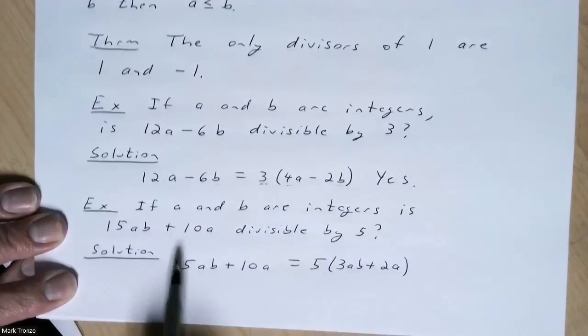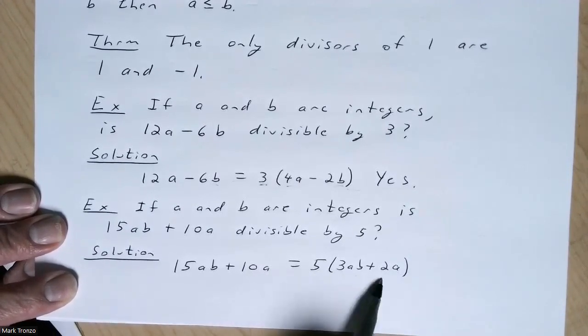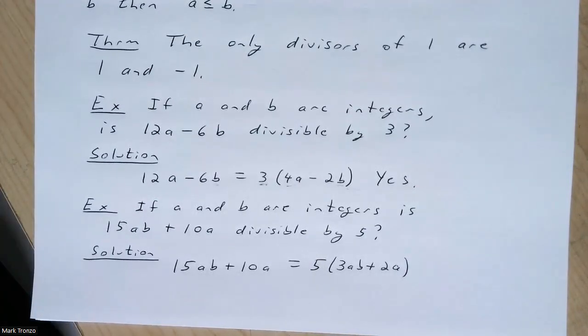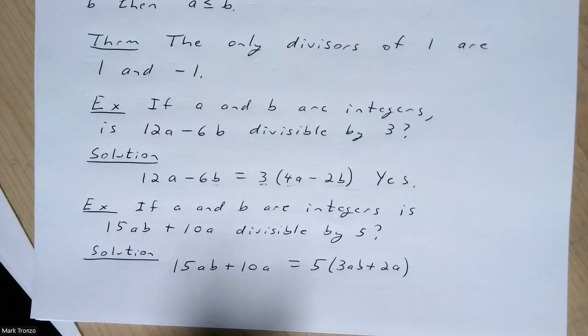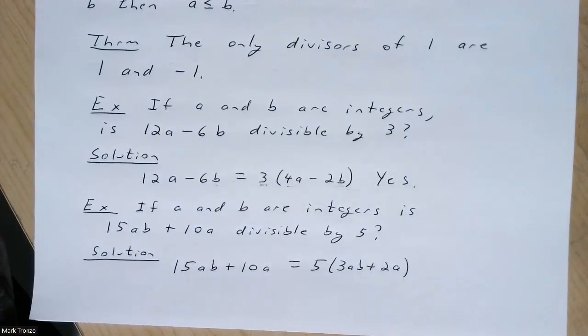And we can. So we can write this as 5 times another number here. And we're going to go through a few more theorems here.